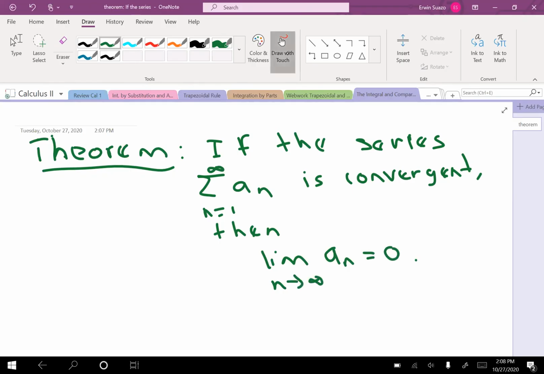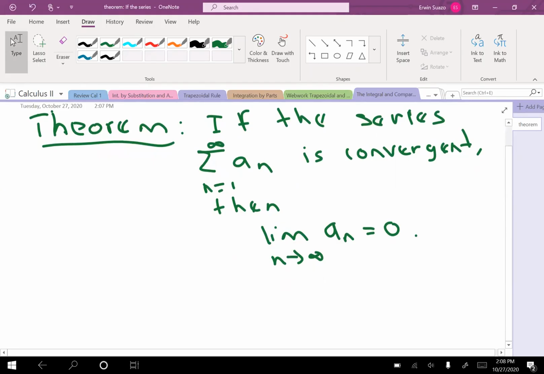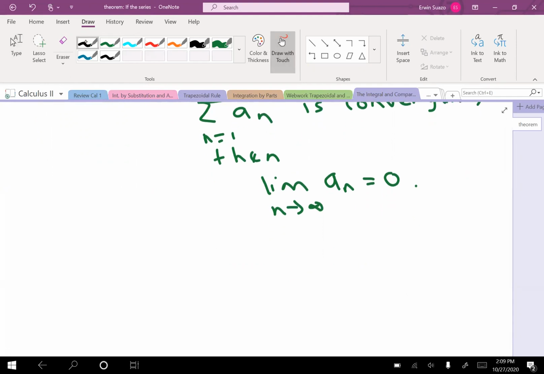Okay, so you have to be careful. This is not saying that if the limit of a_n goes to 0, the series is convergent. Okay, you have to be careful with that. So let me give you first an example of what the theorem is not saying.